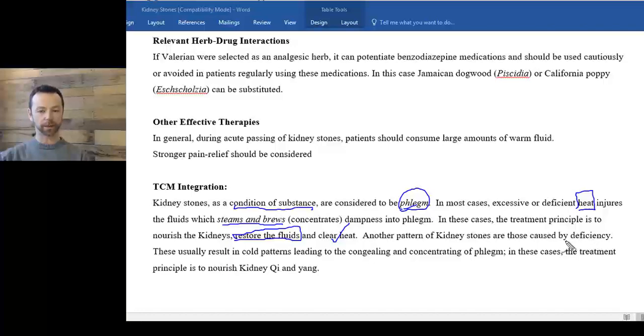And that's where we see coming next those caused by deficiency: cold pattern, congealing. So the two ways that we get substance, well, a couple of ways, but the two main ways we get substance is heat, steaming and brewing, reducing and concentrating, or we get cold, congealing into substance, into form. In these cases, of course, you want to tone the kidney qi and yang. It will not be difficult to tell these two things apart.